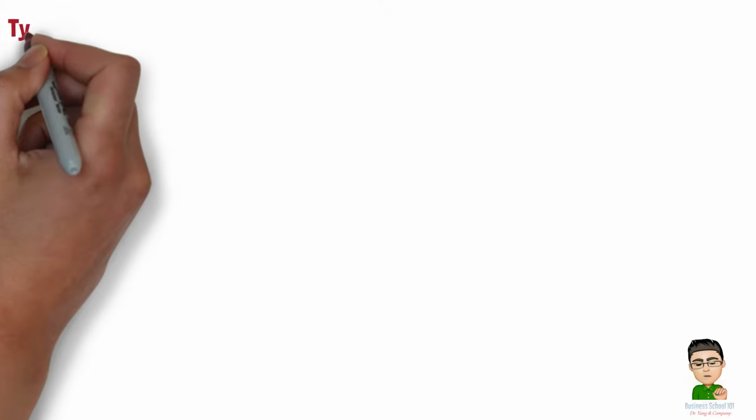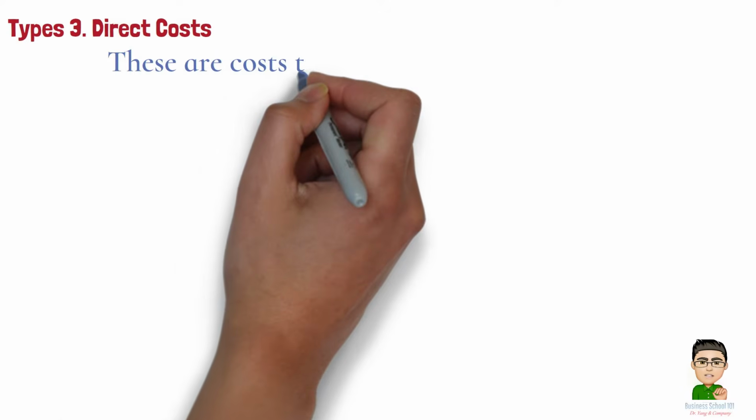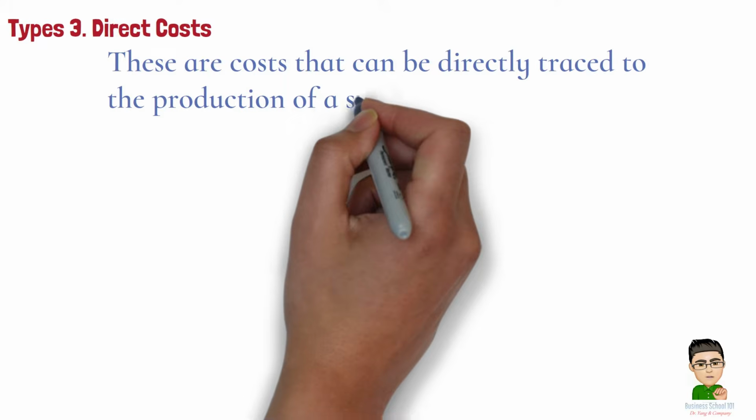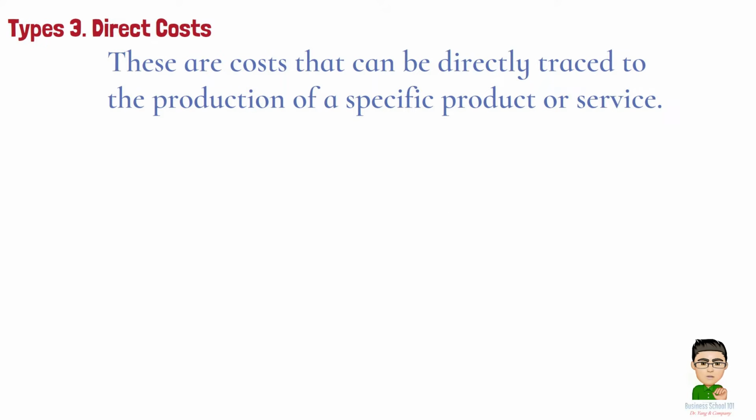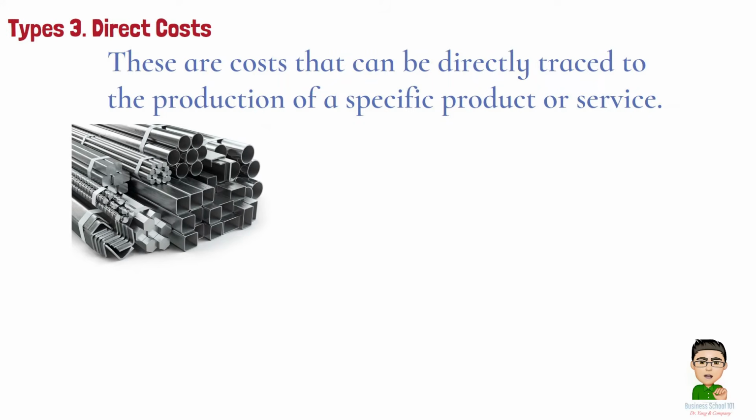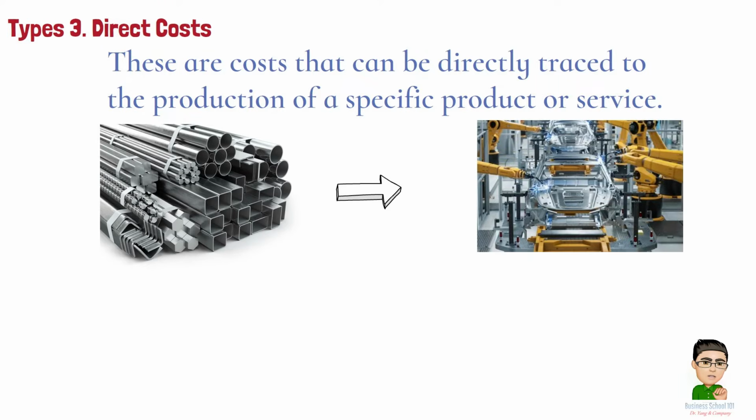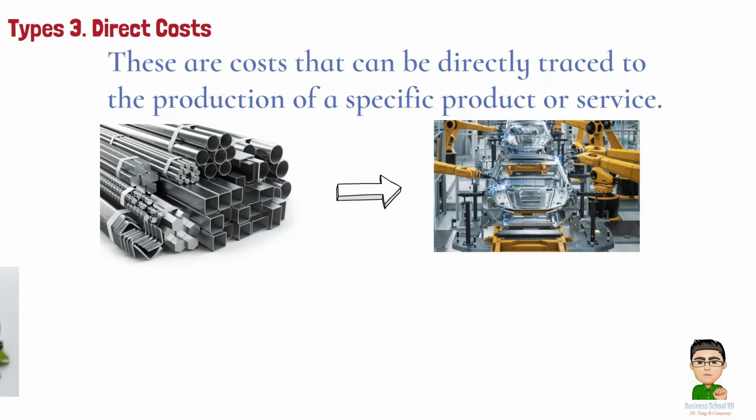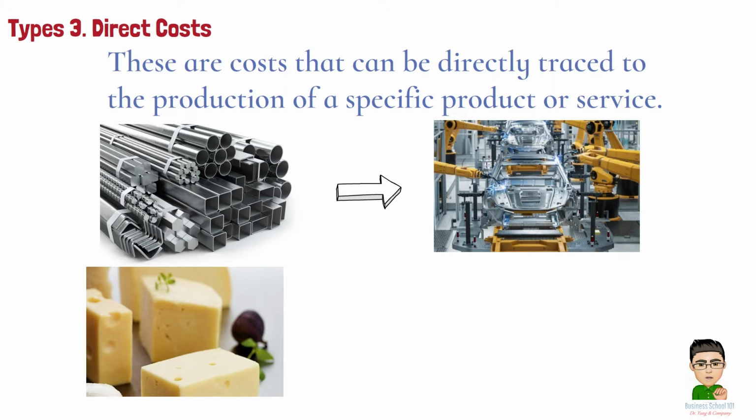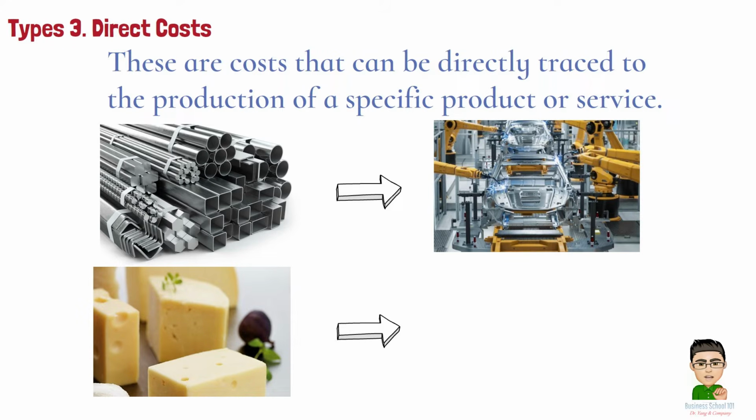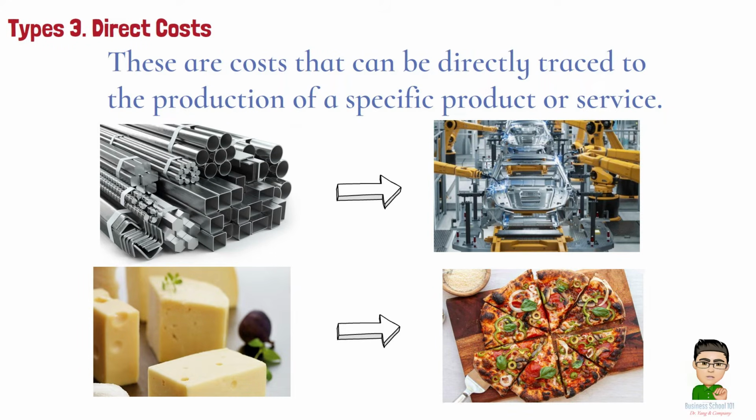Types 3. Direct costs. These are costs that can be directly traced to the production of a specific product or service. They are often linked to the materials or labor used in production. Example 1. The cost of steel used in manufacturing a car is a direct cost because it can be directly traced to the production of each car. Example 2. The cost of a specific type of cheese used in a gourmet pizza is a direct cost because it can be directly attributed to the production of that pizza.